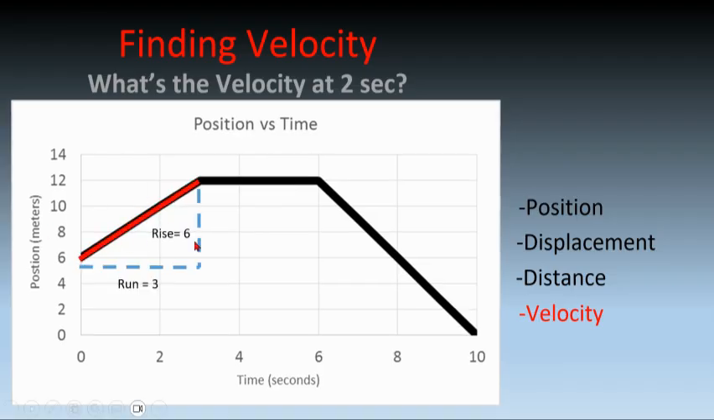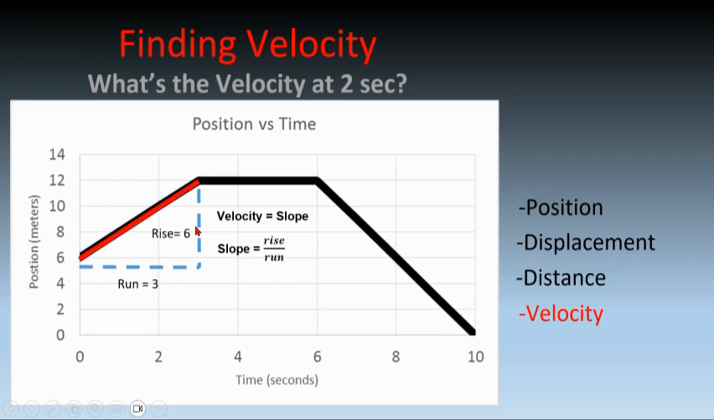Okay, so you notice this line has a rise of 6 because it starts at 6 and goes up to 12. It has a run of 3 because it changes into a flat line here at 3 seconds. In between, it looks like it's about 3 seconds. We're going to say 3 seconds. Rise over run will tell you our slope. So 6 over 3 is equal to 2. And what that means is the velocity of this object was 2 between 0 and 3 seconds.